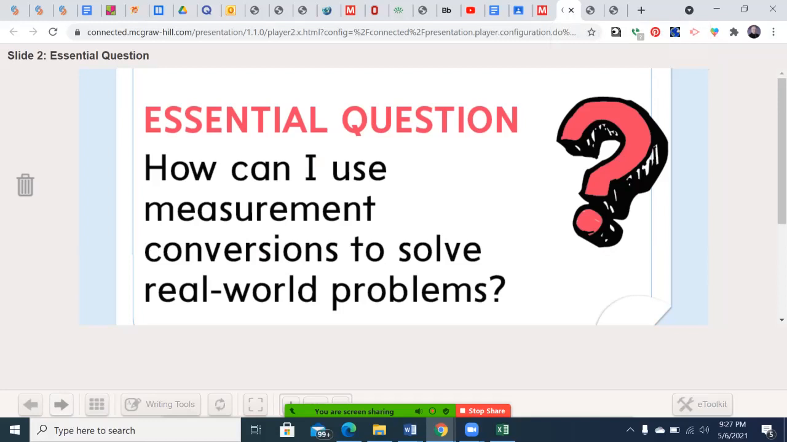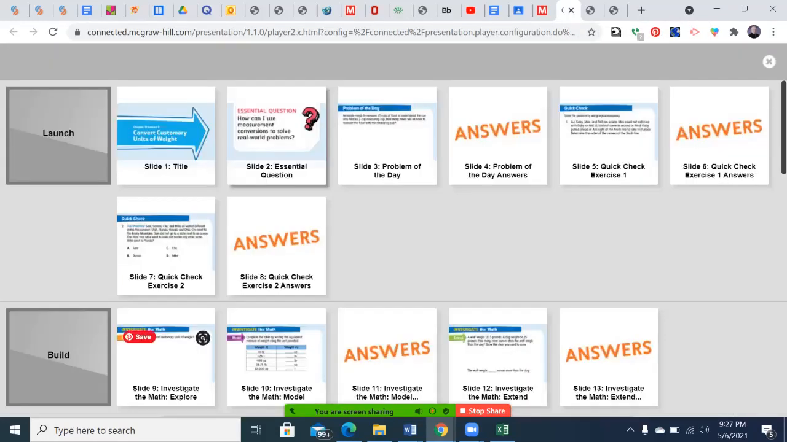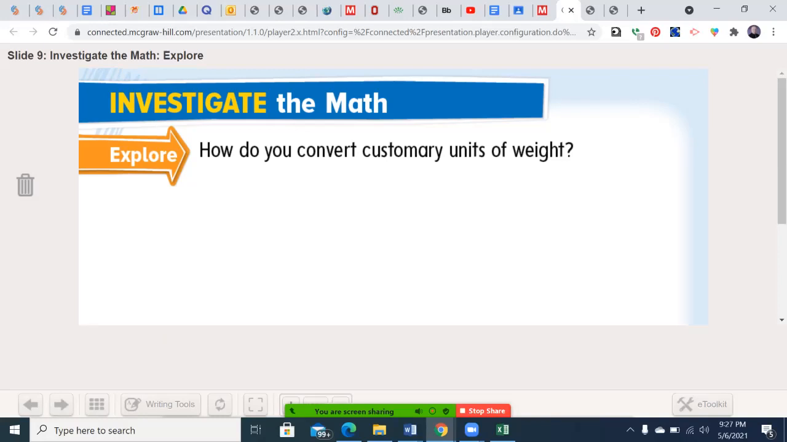You should have the packet, page 825, lesson 5, available and ready, because we will be soon into that. But first, let's start with the part that's not in the book. How do you convert customary units of weight? If I'm going from a bigger unit to a smaller unit, such as pounds to ounces, I'm going to multiply. If I'm going from smaller to larger, like say 32 ounces to pounds, I'm going to divide. And what I multiply or divide by is based on the conversion rate.